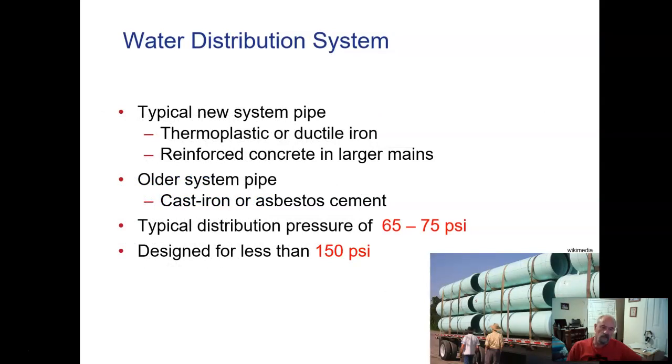New systems are often constructed with thermoplastic or ductile iron piping because the efficiency of the system depends on a smooth interior pipe surface. Cement linings or coatings are sometimes used to reduce pitting and corrosion associated with iron pipes. For larger diameter water mains, reinforced concrete pipe is often used. Cast iron pipes and asbestos cement pipes have been a popular choice for water distribution systems in the past. So you may encounter these materials when tying into older existing systems.